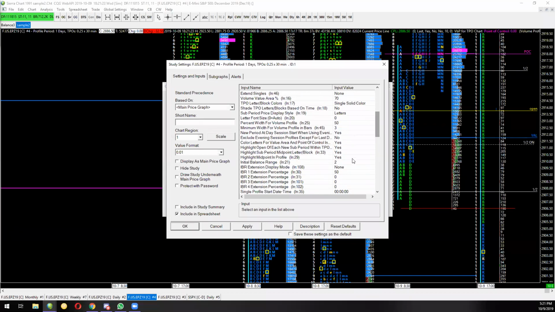Where is it here? Midpoint in profile. Here it is. So you click no, and the little boxes are gone.